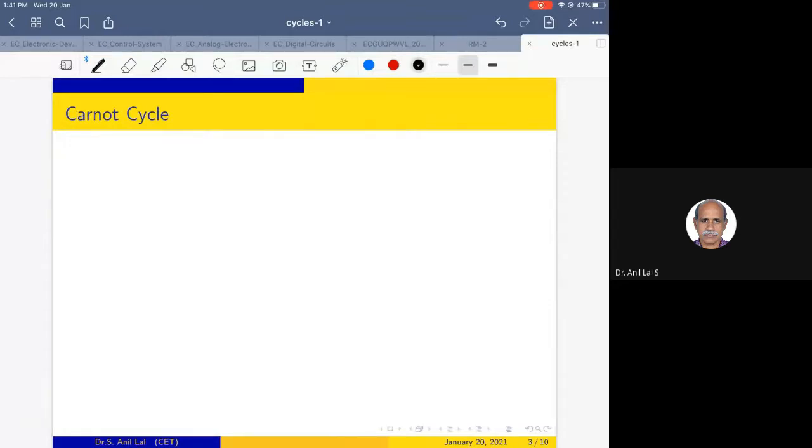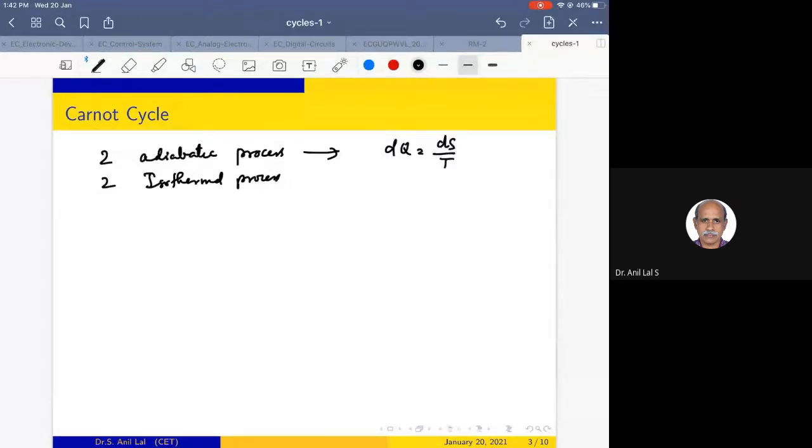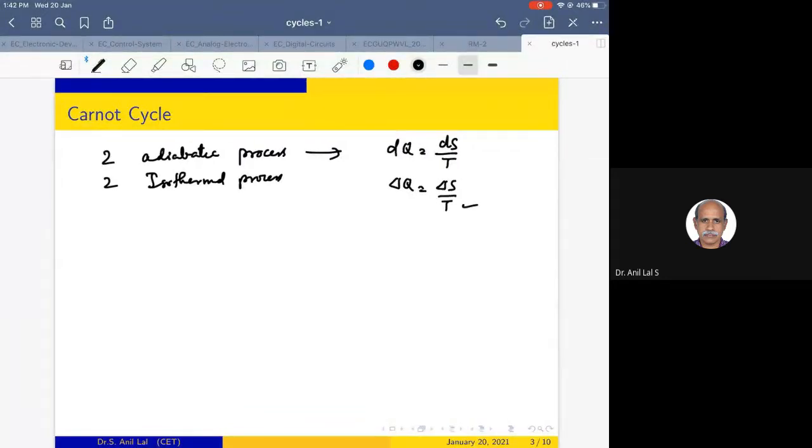The Carnot cycle is one of such cycles, and this is a theoretical cycle, and it consists of four processes: two adiabatic processes and two isothermal processes. In an isothermal process, wherein temperature remains constant, you can write delta Q is equal to T delta S, or delta S is equal to delta Q by T.